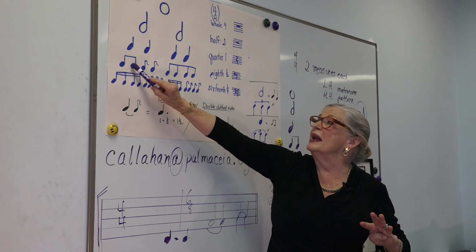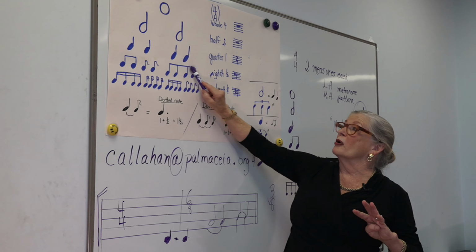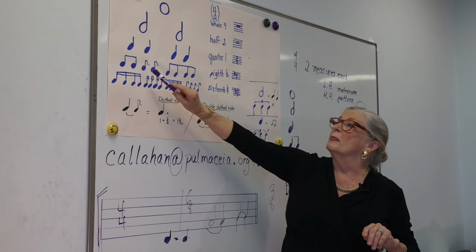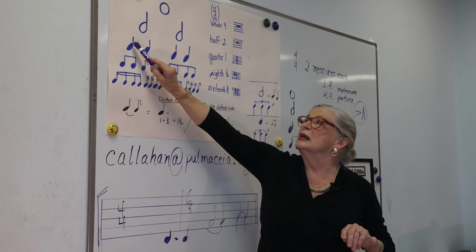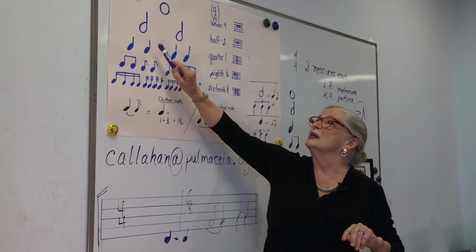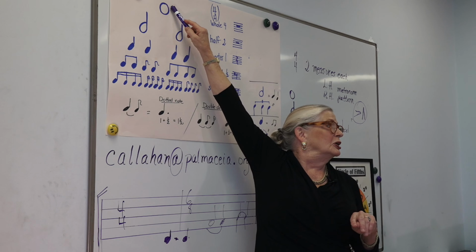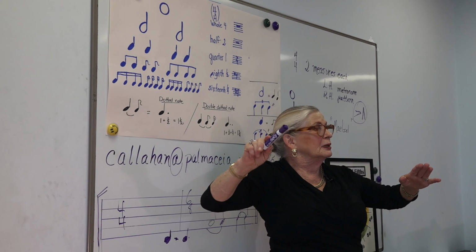Then you get into the eighth notes. Eighth notes can be drawn connected or separated, or even in groups of 4. But 2 eighth notes equal a quarter. 4 eighth notes equal a half. 8 eighth notes equal the whole. Do you see? It's just building a pyramid.